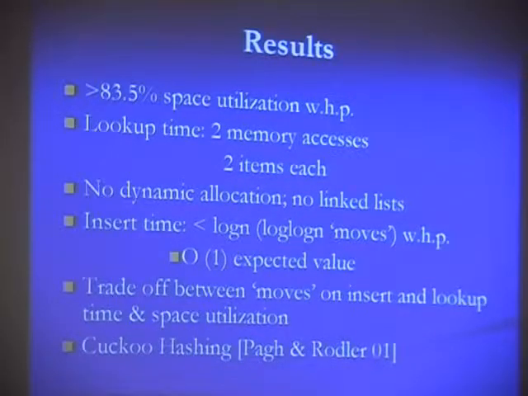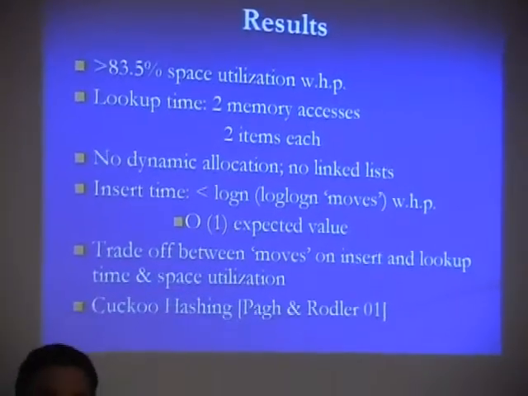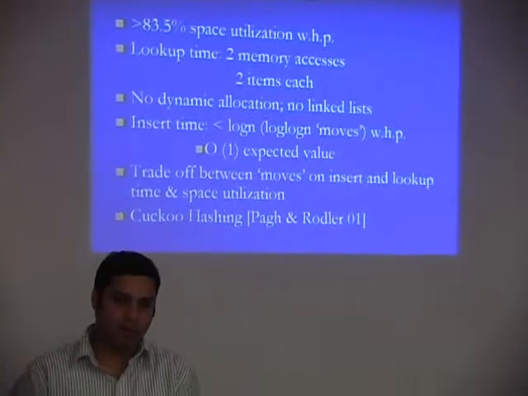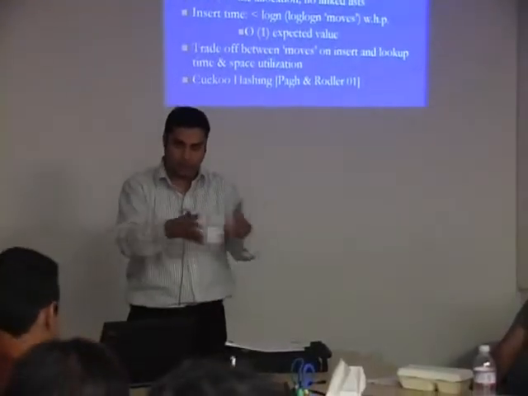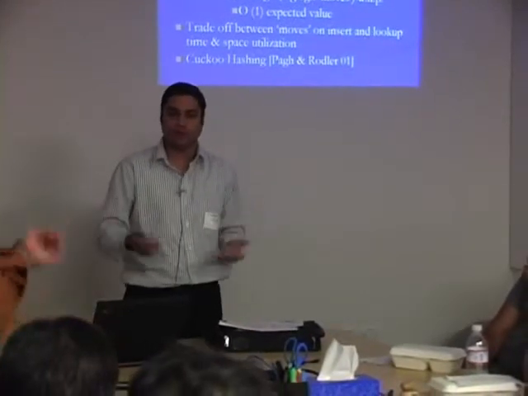Yes? So the 2 items per bucket, is that with high probability, or is it 2 items per bucket? With high probability, you will never experience an overflow. Okay. So if you try to insert 1.7n items into these 2n locations, with high probability you will never experience an overflow.